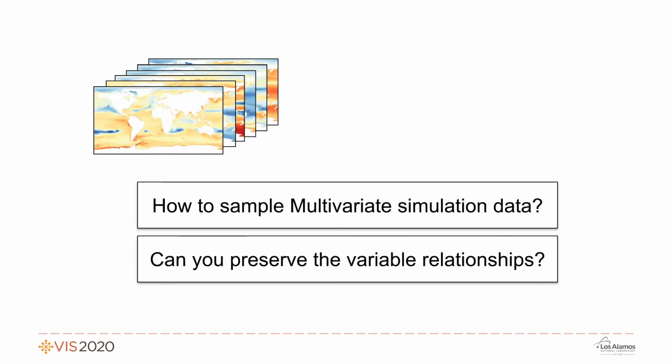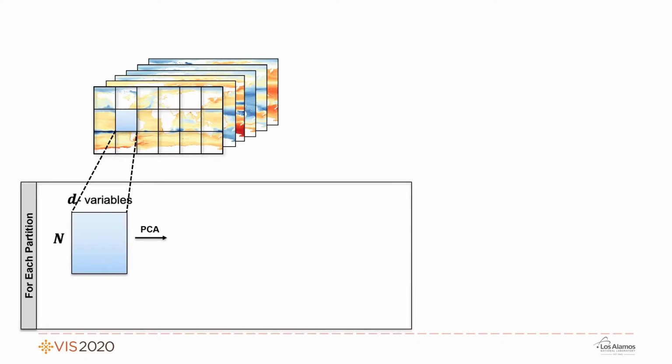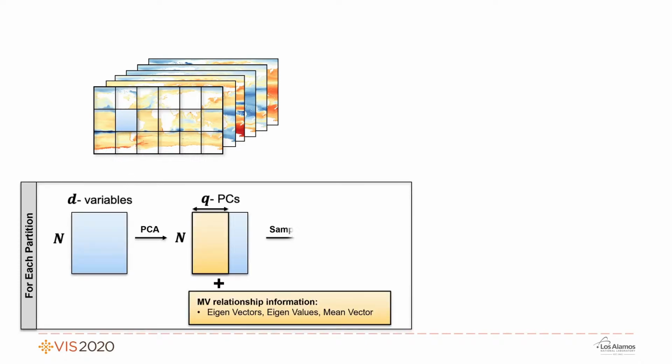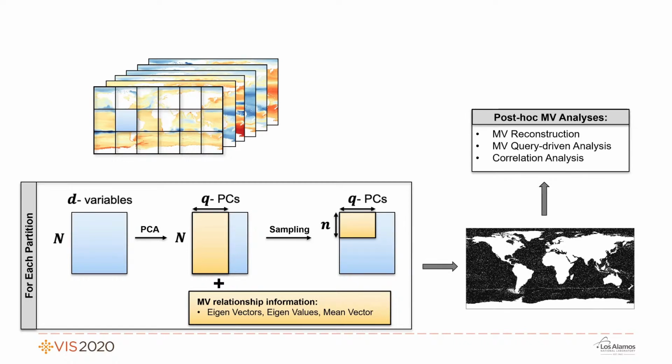How can we sample multivariate data such that we can preserve as well as utilize the variable relationships? For that, we first partition the data, and then for each partition, we perform PCA to model the variable relationships, followed by sampling to reduce the spatial resolution. We can then perform different multivariate post-hoc analysis directly on the reduced data form.